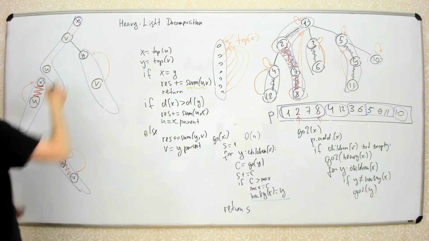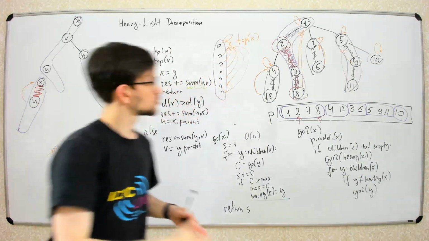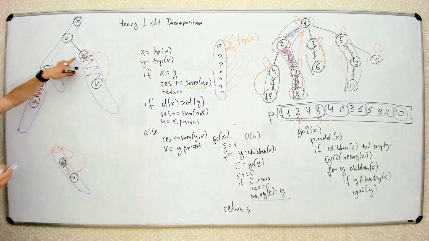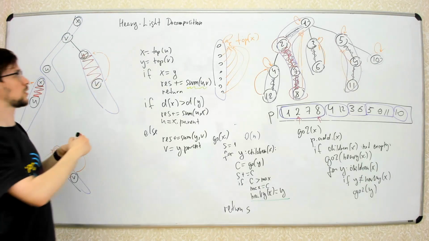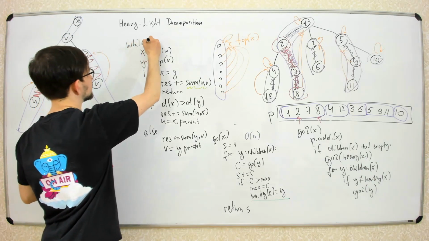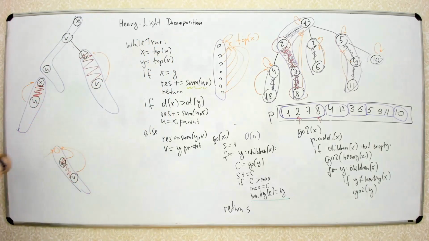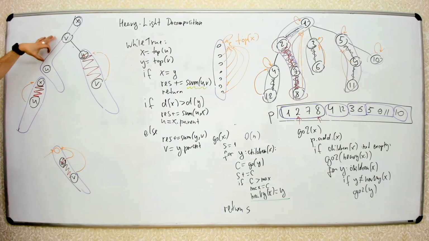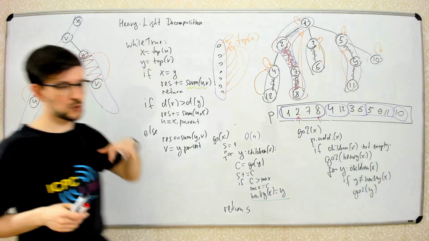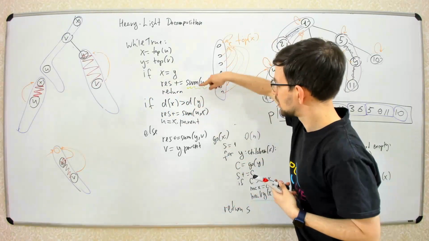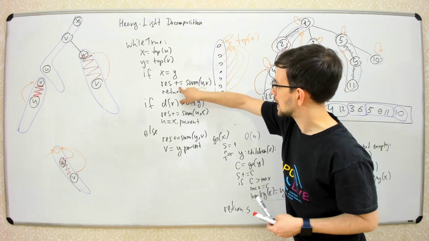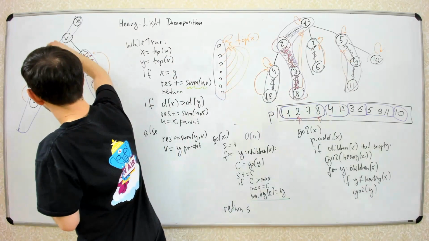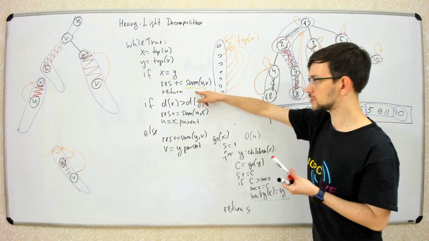Let's move here. So you add this to the result and move V. Then at some point, U and V will belong to the same heavy path. That's the whole code. Then this condition will be satisfied. So you go into this if, and you just add the sum from U to V to the result, and return. That's all.